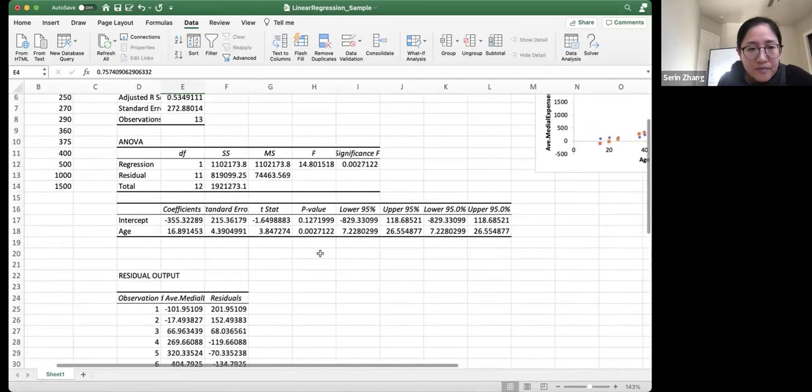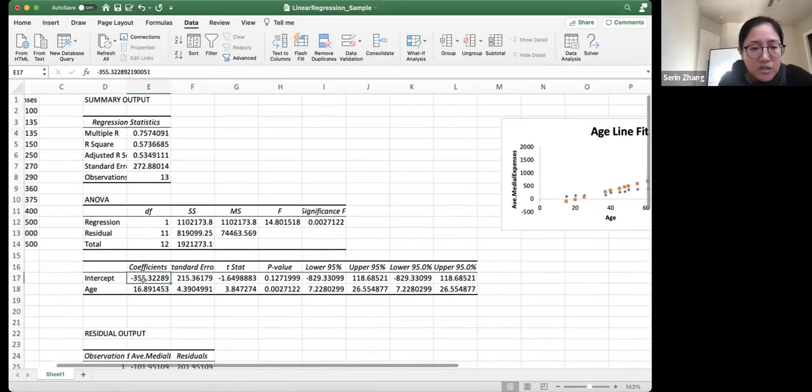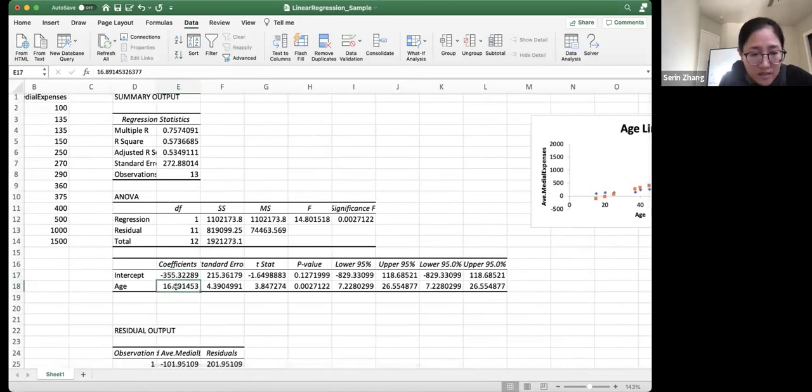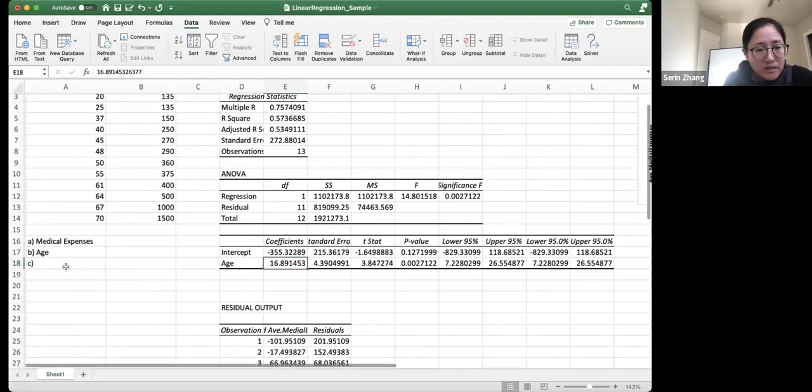And here, in this coefficient column, this value is the y-intercept, and this one is the coefficient for x. So that's the slope, okay? So this is the y value when x equals 0, and this is the slope, the change in y when the x value, age, increases by 1, okay? So that's 16.89, that's the slope.